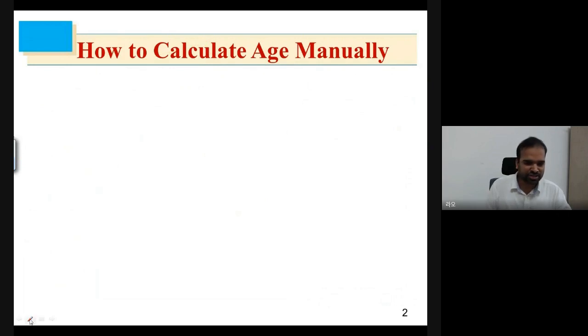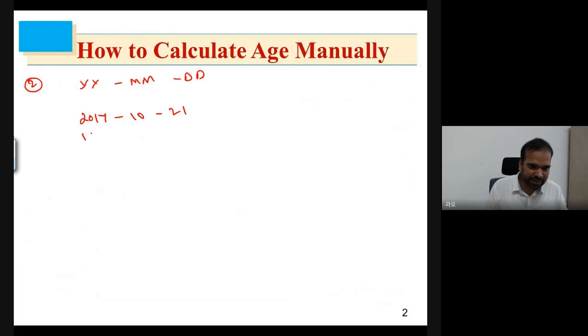Now we will see the second example. If you understand the second example, then you are familiar with age calculation. Now what is the format? Year, month and date. So I am writing first the higher value, that means today's date. Let us consider this is our today's date, 2017, 10 and 21. Now I need to enter the date of birth: 1988 minus the 11th month and 23rd day.